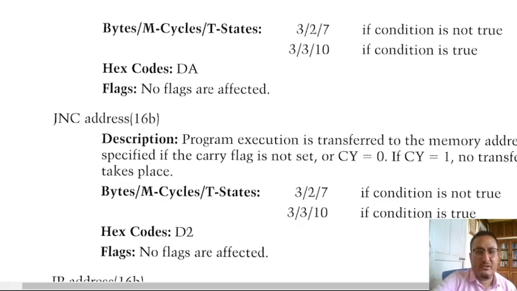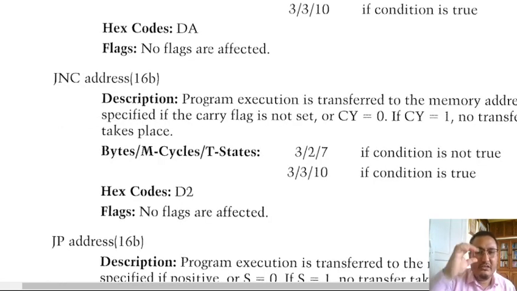If carry flag is equal to 1, then no transfer takes place. Now it requires 3 bytes, 2 machine cycles and 7 T states if the condition is false, and it requires 3 bytes, 3 machine cycles and 10 T states if the condition is true. And the associated hex code is D2. And flags, none of the flags are affected.